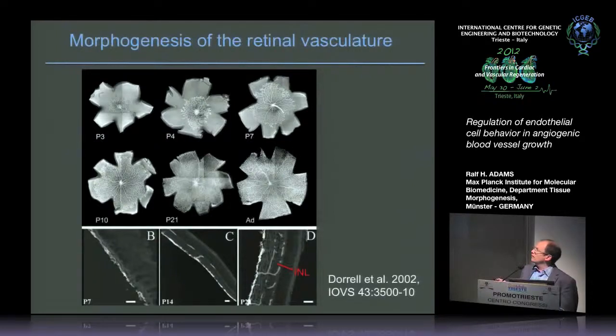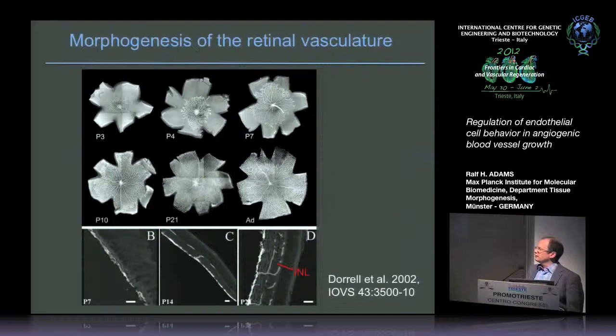And at P7, you've almost reached the periphery, and you have initially a single layer of blood vessels, which is called the superficial layer. And then at these stages here, there is sprouting into the deeper retina, and two additional layers are established. And these are advantages really of the retinal system, that there is a clear spatial temporal development here.